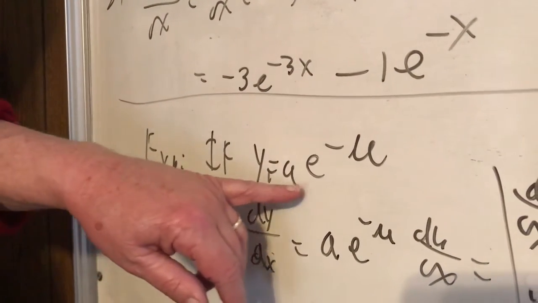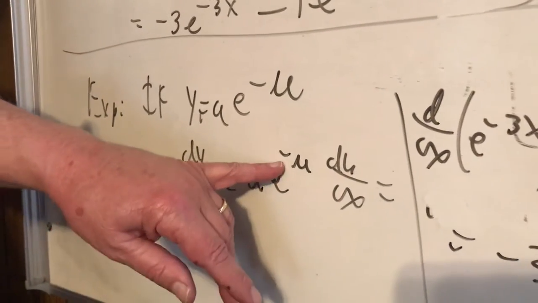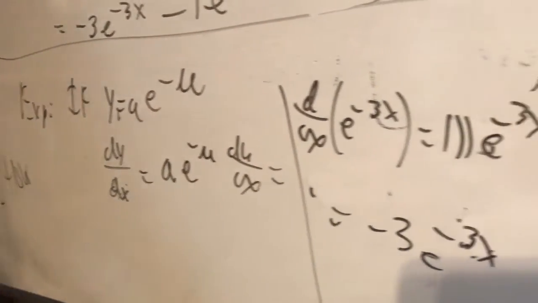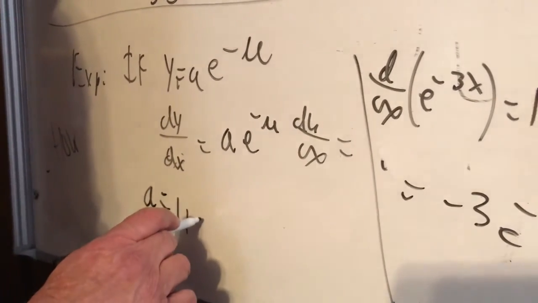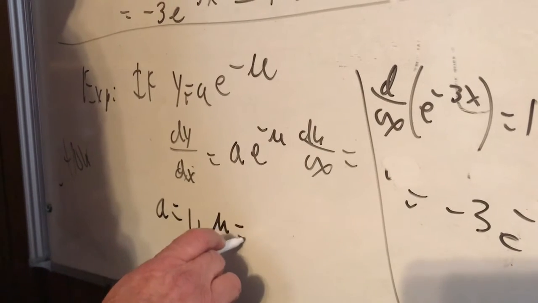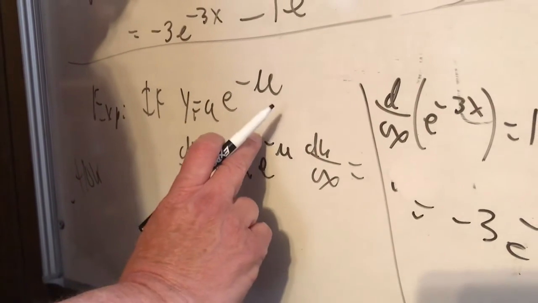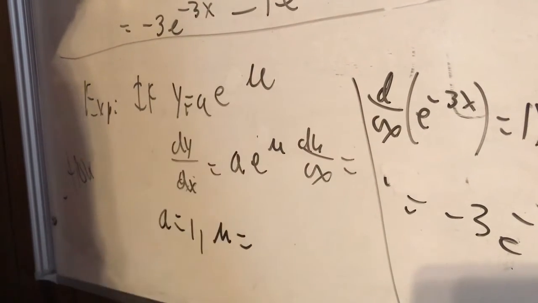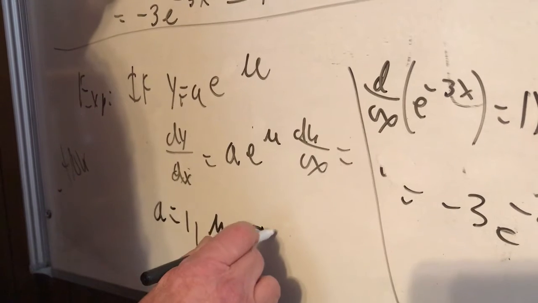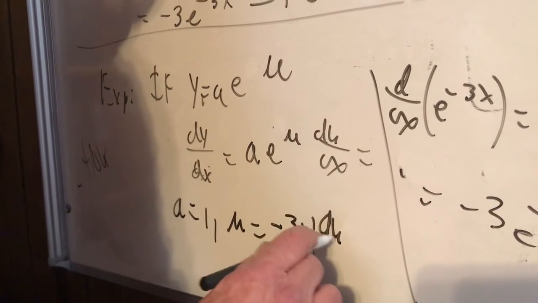If I have y equals a e to the u, then dy/dx is going to be a e to the u times du/dx. In this case, a was equal to 1, and u was equal to minus 3x. Sorry about that, make it general: a e to the u. U is minus 3x, and du/dx equals minus 3.